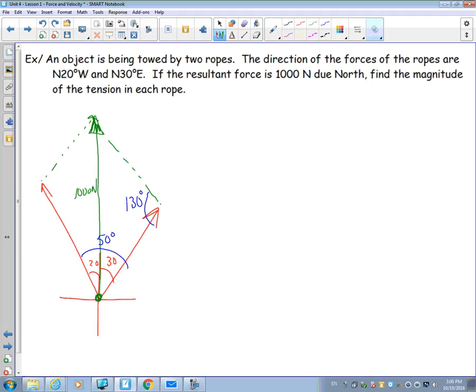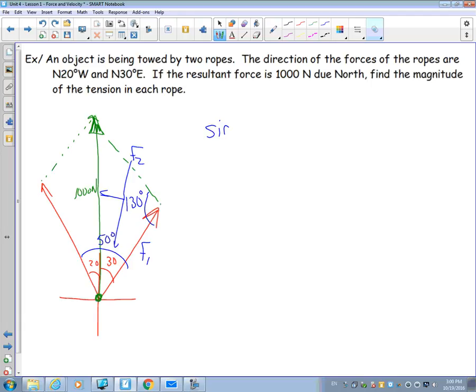And the question is asking us for the magnitude of the tension in each rope. So two different forces. We can call this, I don't know, force 1 and force 2, or tension 1, tension 2. Those are just forces. And it asks us for the magnitude, just the size of those two things. So how can we go about approaching this? Well, here's some nice tricks. 130 is across from 1,000, and force 2 is across from 30. Well, that's a sine law question.